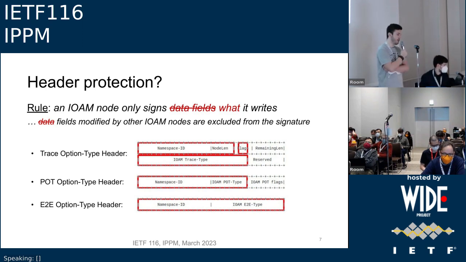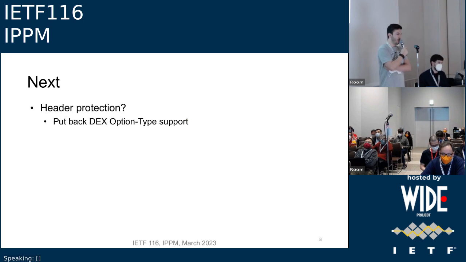Next slide. So we want feedback from the working group about that. Should we go that way and have header protection back, actually, because we already discussed that previously. And if we go that way, we might also consider to put back the support for the direct export option type, which might mean updating the RFC, but anyway.